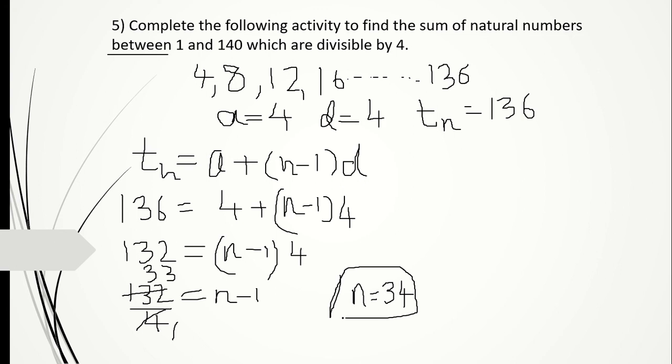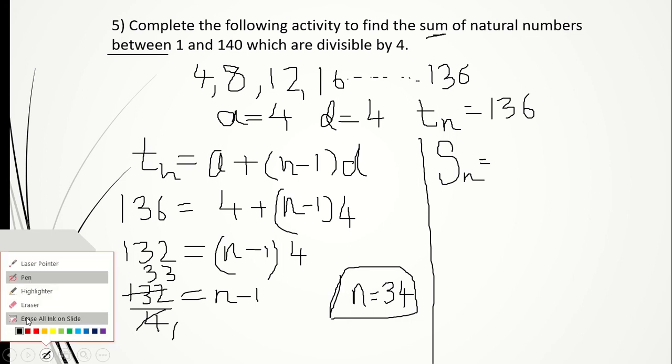So we know that between 1 and 140 there are 34 terms which are divisible by 4. Now we have to add them up, right? We want to find the sum of those 34 terms which are between 1 and 140 and divisible by 4. Now the sum we will find by this formula Sn. We know A now, we know D now, we know 34 also. So S34 we will find, just substitute in the formula and find, that's it.